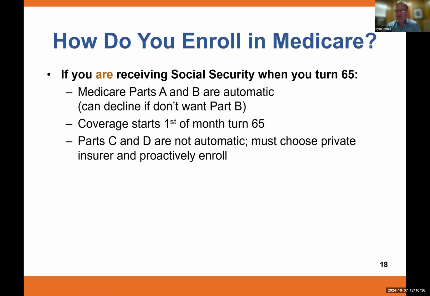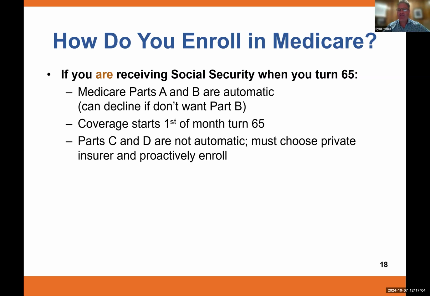How do you enroll in Medicare? So if you're receiving Social Security benefits, you turn 65, it's automatic. A and B are automatic. A, you get free if you've qualified for it. B is the premium that will come out of your Social Security benefit, including what's called the income-related monthly adjustment, which I'll go over in a second. Coverage starts on the first of the month, the day you turn 65, unless your birthday is on the first of the month, and then it's the month prior.